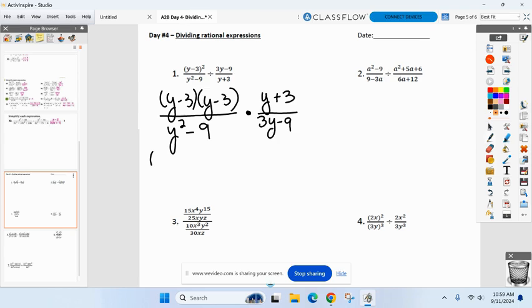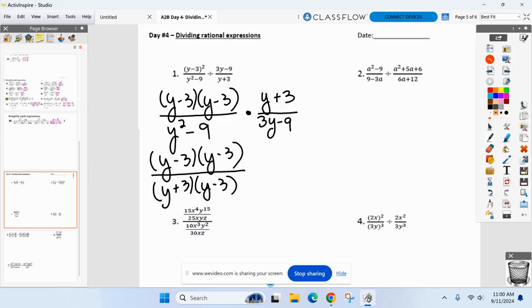All right, real quickly, speaking of yesterday, y minus 3, y minus 3. What do you got on the bottom there? Y plus 3, y minus 3. Difference of two perfect squares. Y plus 3 and y minus 3. Can't do anything with that y plus 3. Anybody want to do anything with 3y minus 9? Take out a GCF of 3, and you're left with y minus 3.